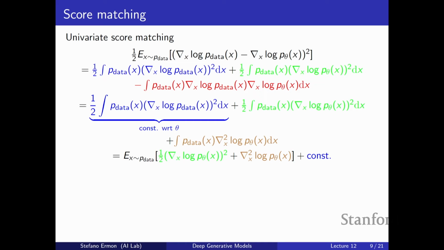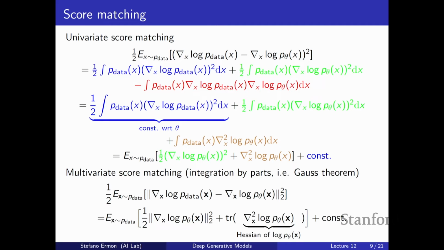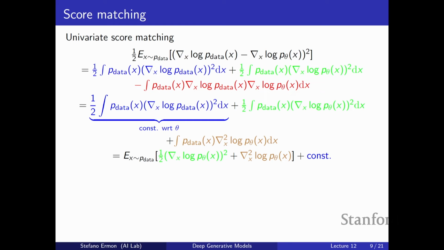And so that's where the magic happens. This is how you get rid of that dependence on the score of the data density and write it down using elementary calculus into an expression that is now something we can actually optimize. We can evaluate and optimize as a function of theta. So that's at least in the 1D case.